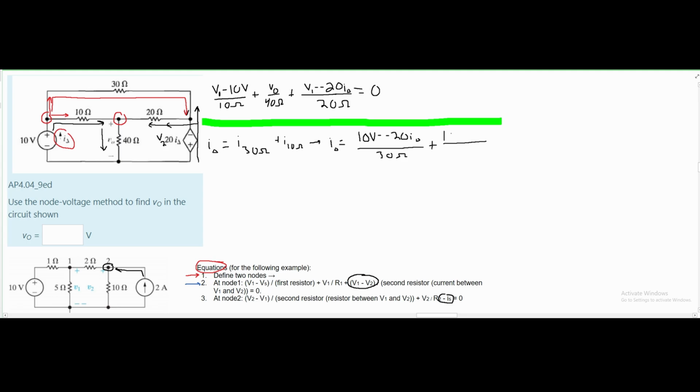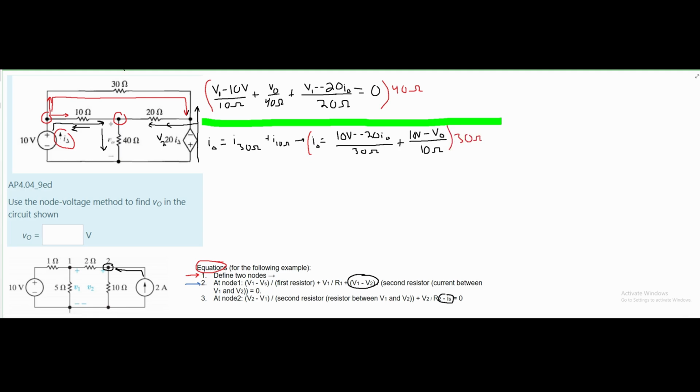From here we can add, and then for our next part, going over the 10 ohm resistor, we're going to have our initial source voltage 10 volts minus the V0, because this V0 would be going this way and our source voltage is actually going back into the node. This is all happening over the 10 ohm resistor. From here, we're just going to simplify and add like terms. First thing I'm going to do is multiply everything in here by 40 to get rid of the denominator, and I'm going to do the same thing down here, except this is going to be 30. Again, this is just to get rid of the denominator and then combine like terms.